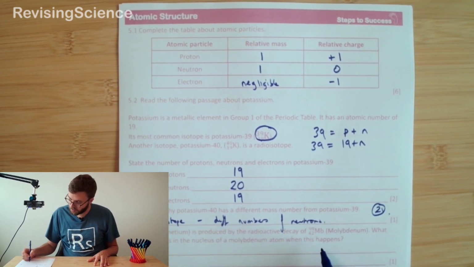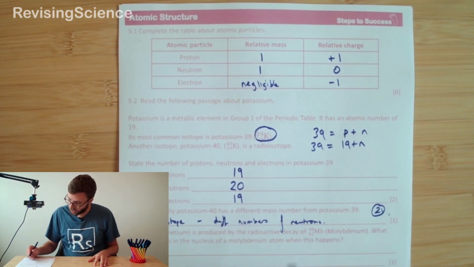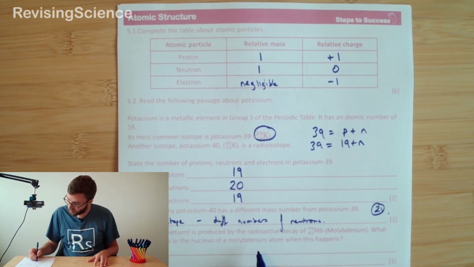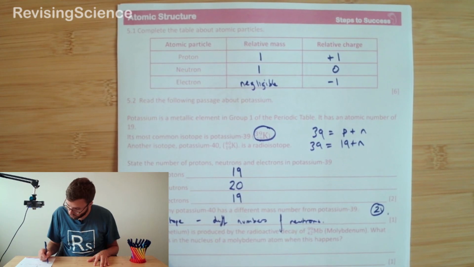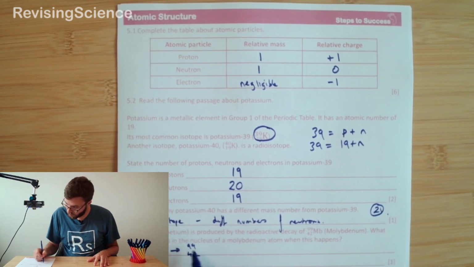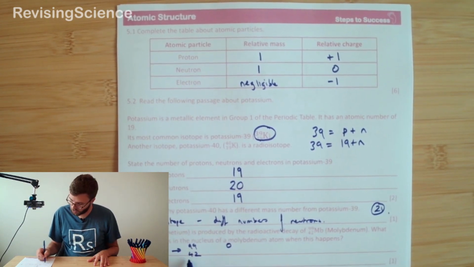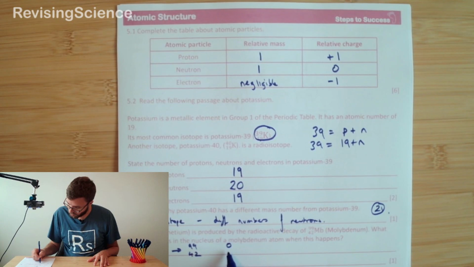Technetium is produced by the radioactive decay of molybdenum. What changes occur in the nucleus of a molybdenum atom when this happens? Okay, so if we're looking here, you can see we've gone from 99 43 to 99 42. So the change at the top here is 0. The change at the bottom here is 1.